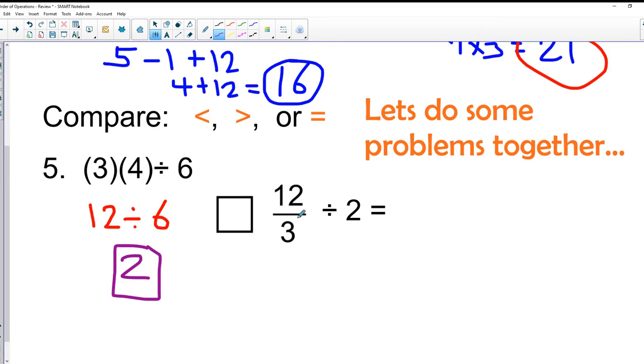All right, how about this next one? 12 divided by 3 divided by 2. Well, let's start out with the first division as we go from left to right. 12 divided by 3 is 4. 4 divided by 2 equals 2. So our final answer is 2.